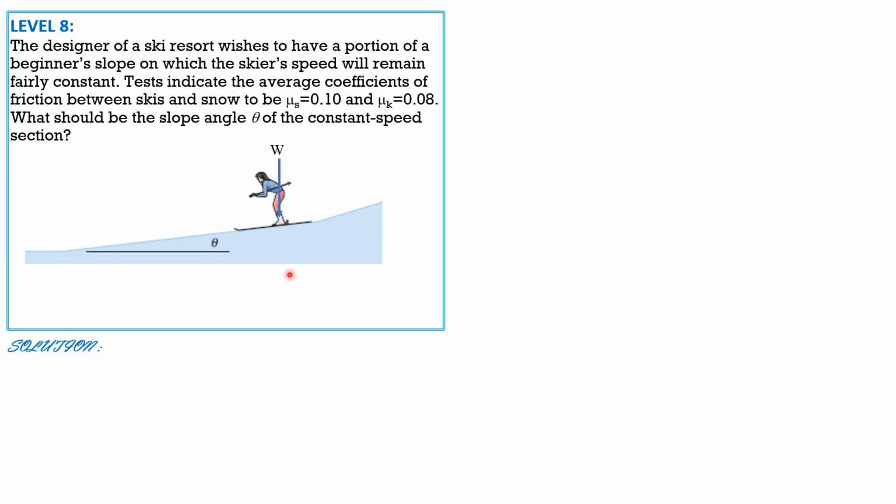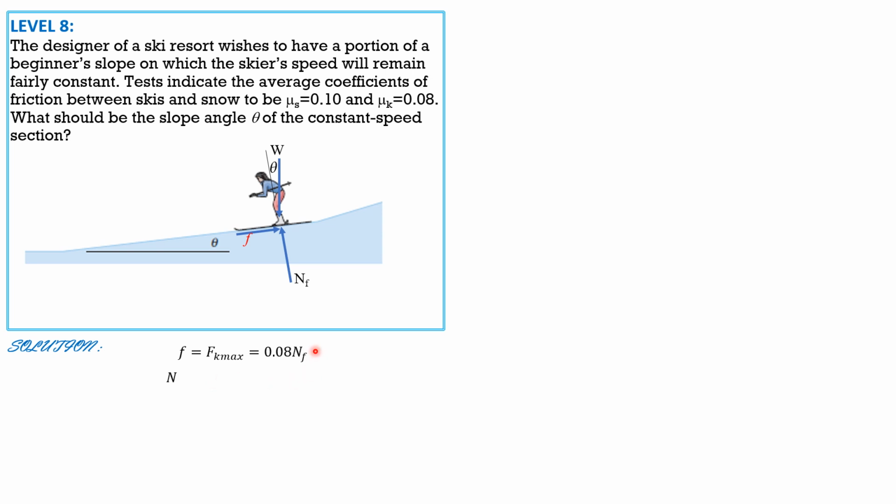So let's have the free body diagram. The weight of the skier, then the normal reaction, and friction should be opposite to the component of the weight in this direction, the hill. So we have F here. So NF, summation force is normal. So friction equals Fk max, that's the analysis, 0.08 of NF.